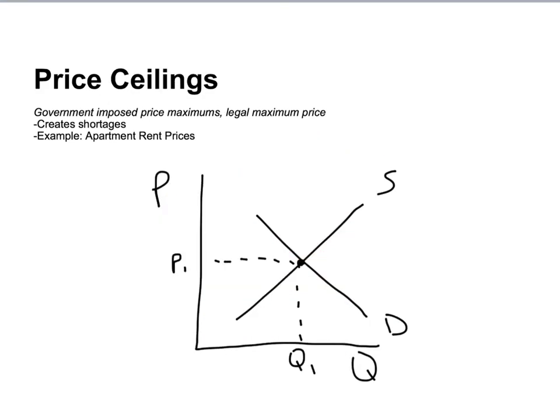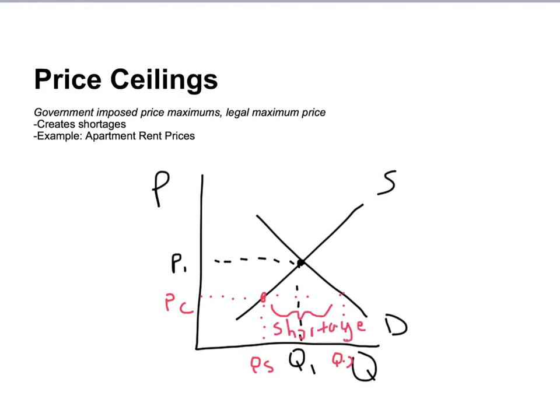Now, a price ceiling is a government-imposed price maximum, the legal maximum price for a good. This creates shortages. An example would be apartment rent prices. So if I place my price ceiling below equilibrium, here is my quantity supplied, which is going to be less than my quantity demanded. And what I've created here is a shortage.